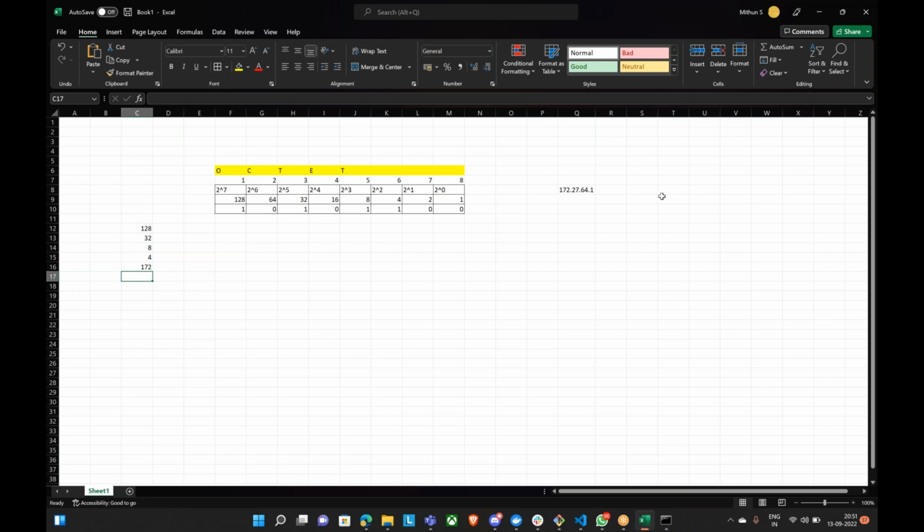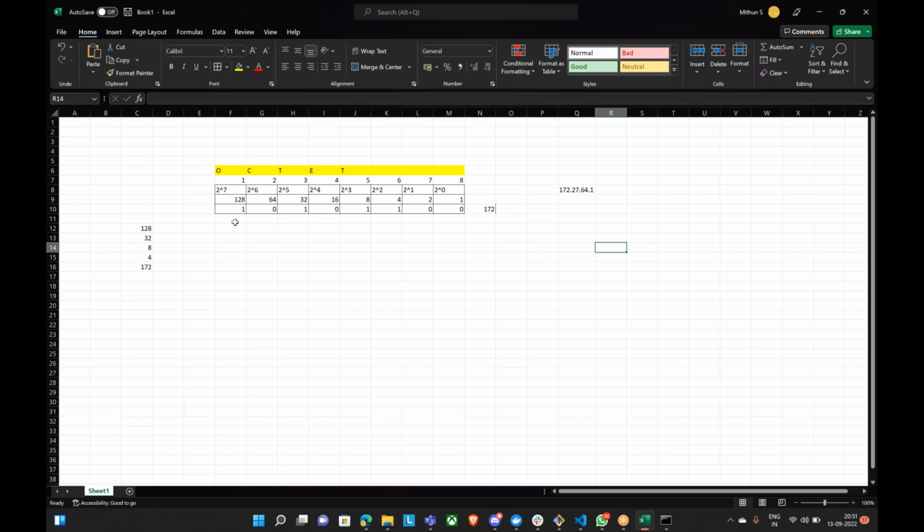Okay, I will do it for all the 4 octets, then you will understand. Okay, so 172 we know. So this is how I write 172. That is 10101100.